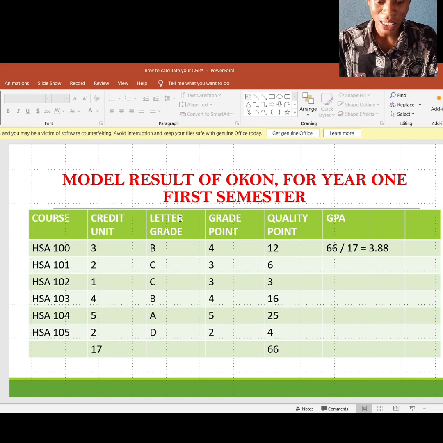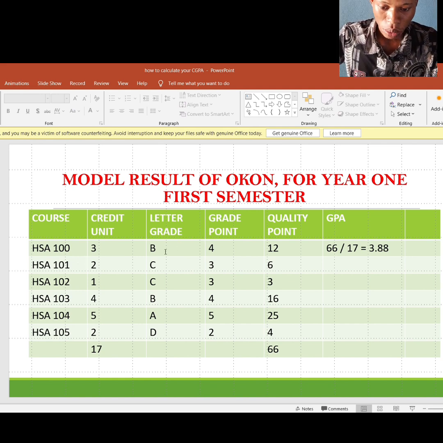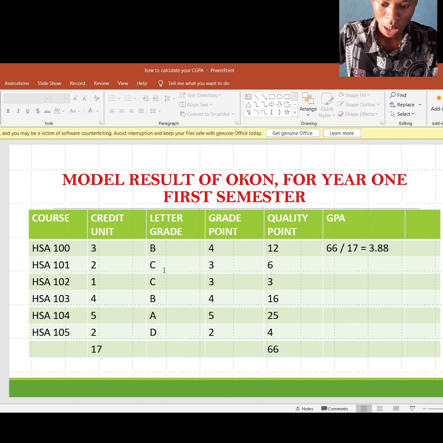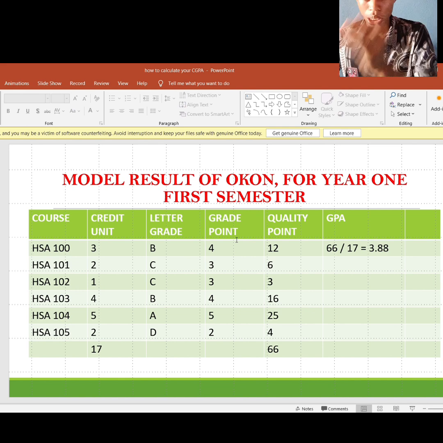Then the letter grade. In HSA 100, Okon got B. In HSA 101, Okon got C. In 102, he got C. In 103 B, 104 A, 105 D. Good. Now, what is the grade point? Remember what I told you earlier: grade point is the point associated to a particular grade. For example, A is 5, B is 4, C is 3.